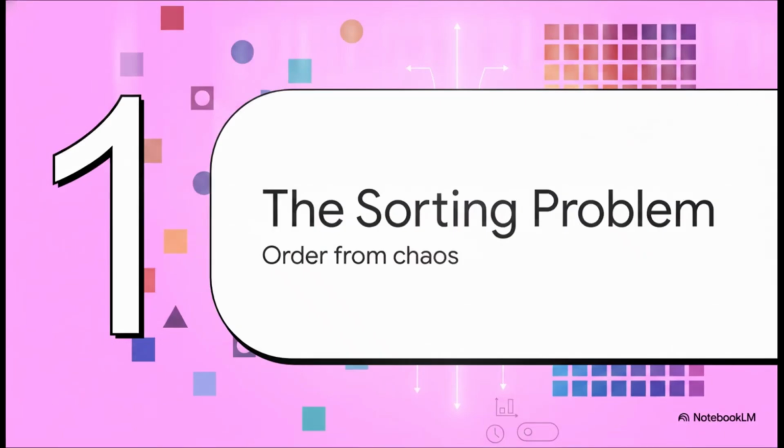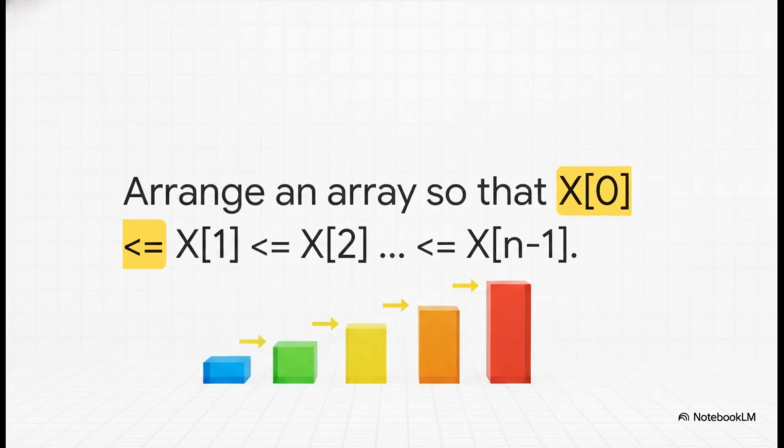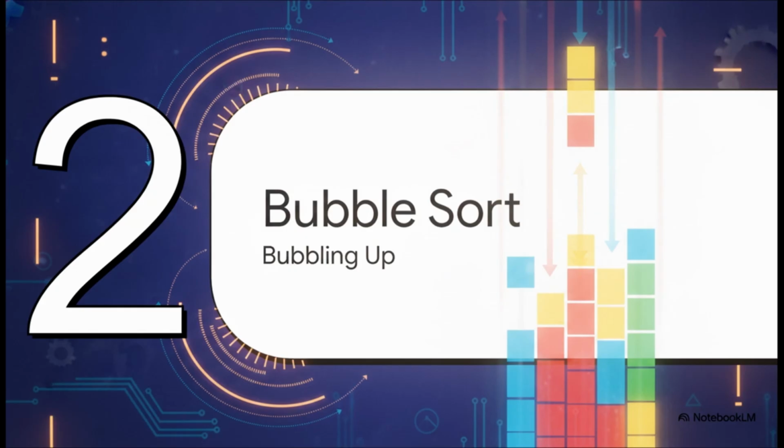Starting off with Section 1, the sorting problem. Before we jump into the solutions, let's just clearly define what we're actually trying to pull off here. At its core, sorting is incredibly simple to grasp. The ultimate goal is just to arrange an array so that the element at index 0 is less than or equal to the element at index 1, which is less than or equal to index 2, and so on, all the way down to the end of the list. Whether we are dealing with basic integers or super complex employee records, we just want everything sitting there in perfectly ascending order. And that brings us right to our first contender.